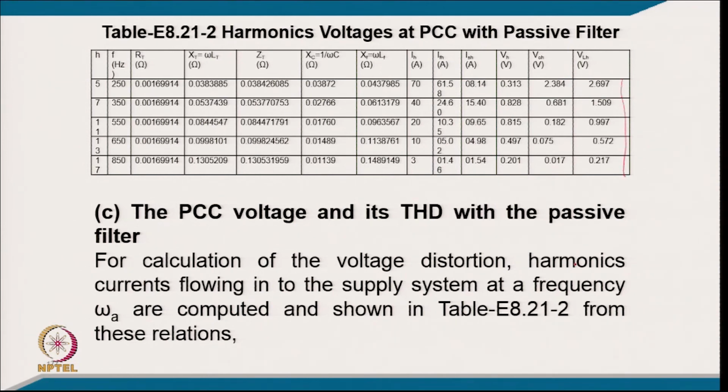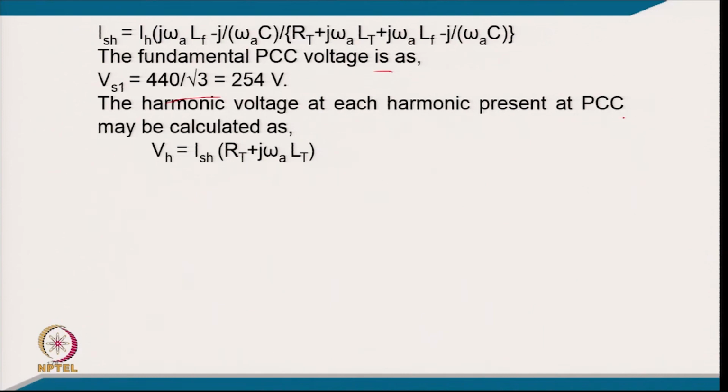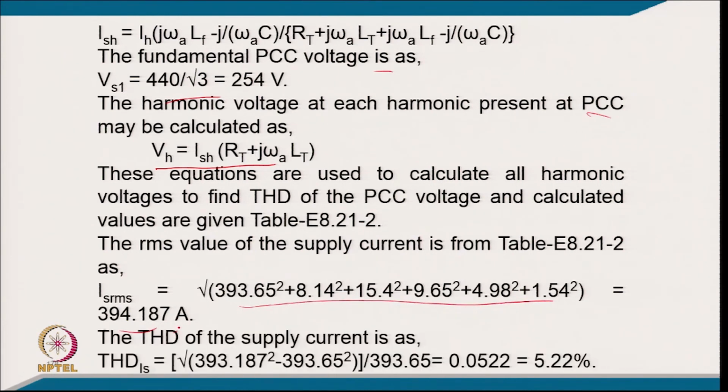So, now the PCC voltage and TAD can be calculated with the passive filter. For calculation of the voltage distortion, the harmonic currents flowing to the supply system are given here in the table. From this relation we can find IS; the fundamental PCC voltage is 415 by root 3, that is 254, and the harmonic voltage at different harmonics is ISH into this impedance, and these equations are used to calculate the harmonic voltage to find the PCC voltage. If you take all the harmonic currents from that table, it comes to 394.187 ampere only, and from the shunt filter source current you can calculate the fundamental voltage.